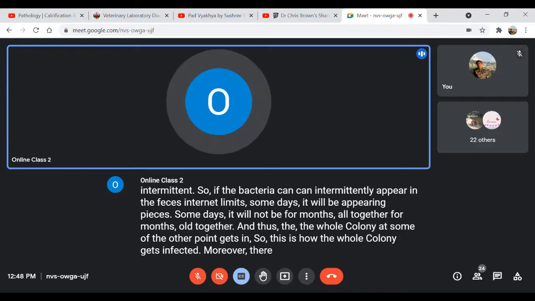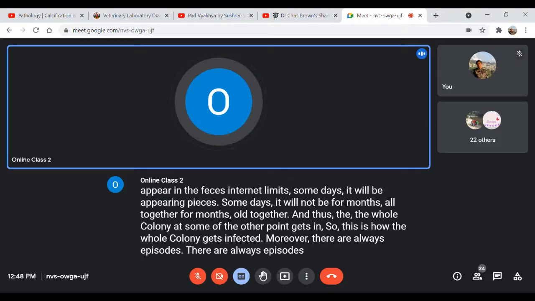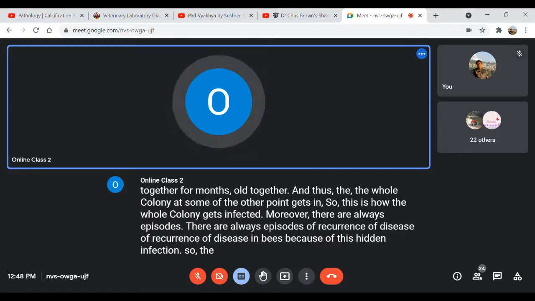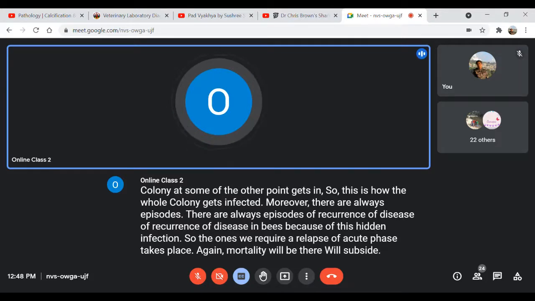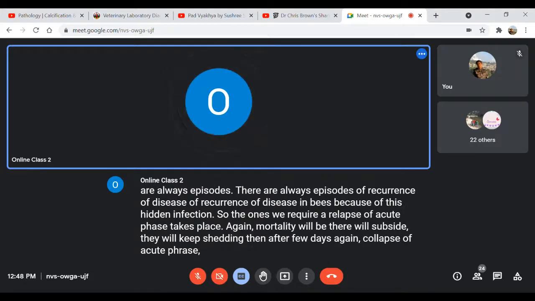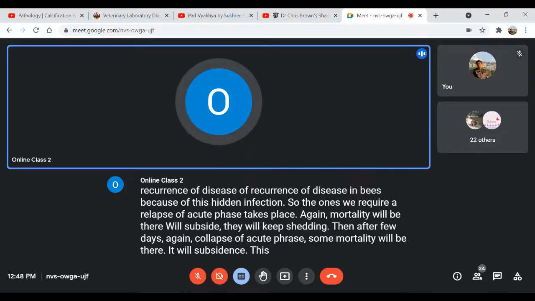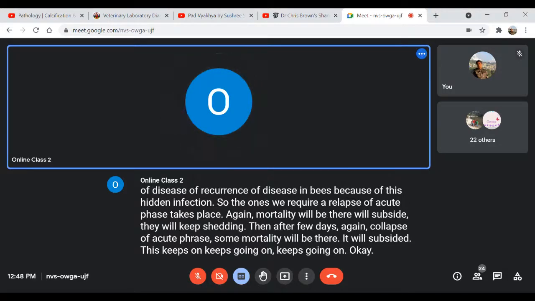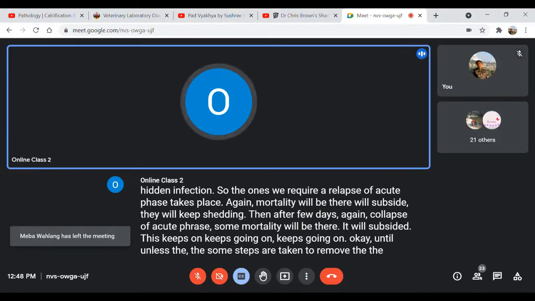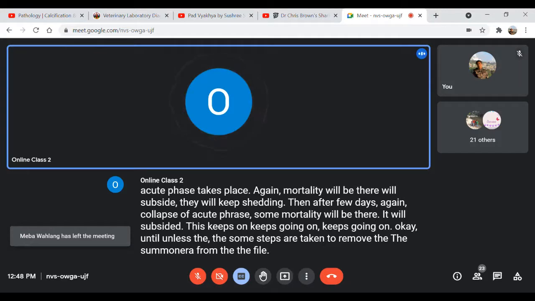Moreover, there are always episodes of recurrence of disease in these because of this hidden infection. So once the relapse of acute phase takes place, again mortality will be there. It will subside. They will keep shedding. Then after a few days, again relapse of acute phase. Some mortality will be there. It will subside, and this keeps going on and on, until some steps are taken to remove the salmonella from the farm.